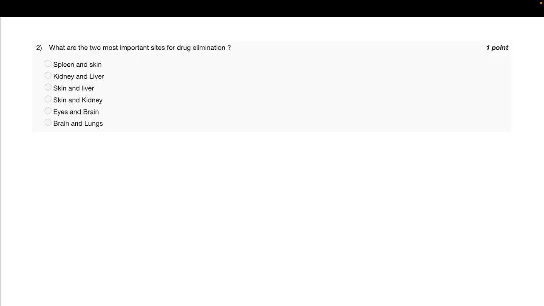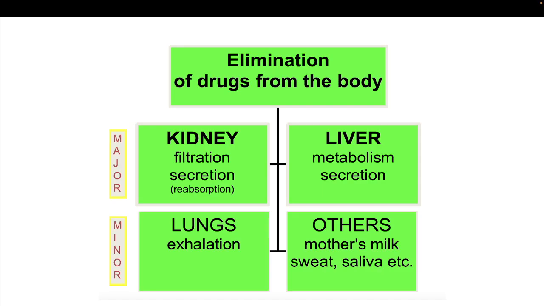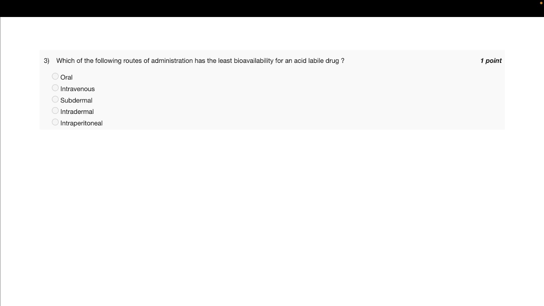Okay, let's move towards the next question then. Which of the following routes of administration has the least bioavailability for an acid labile drug? Oral. Oral, okay. Any other guesses? Oral, ma'am. Okay. Do you have a reason for that? Do you want to volunteer why oral is the right answer? Anybody want to give an explanation?